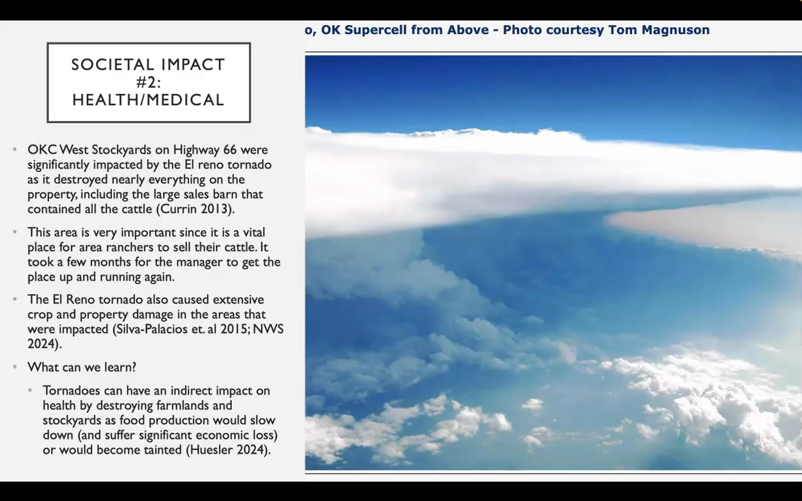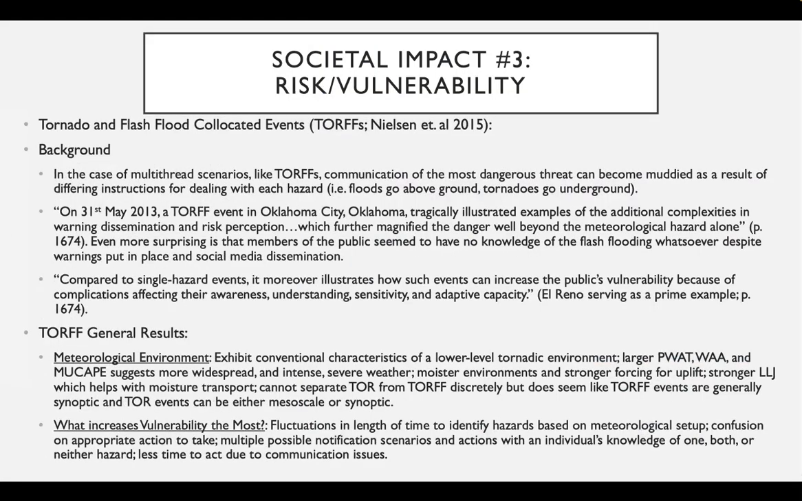So what can we learn? Well, tornadoes can have an indirect impact on health by destroying farmlands and stockyards, as food production would slow down or would become tainted.